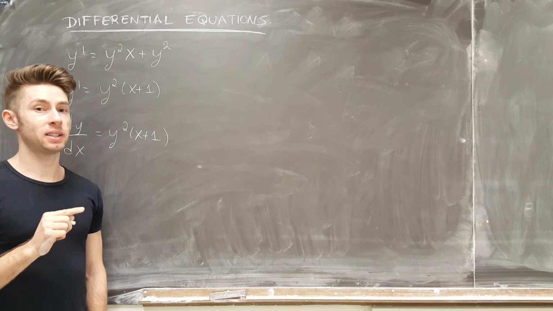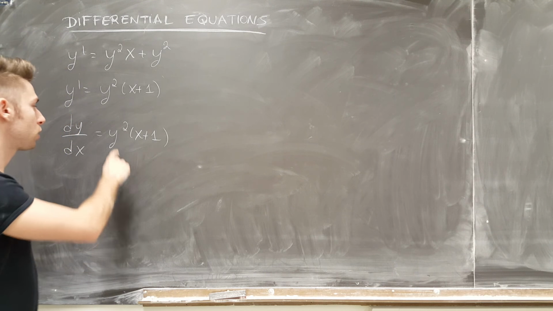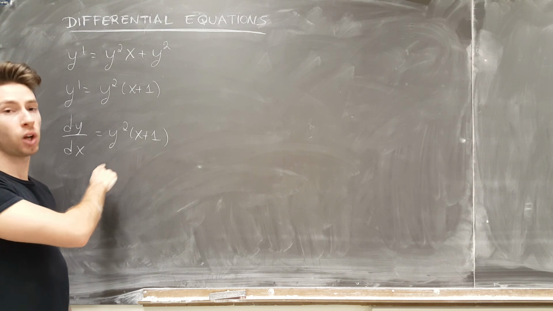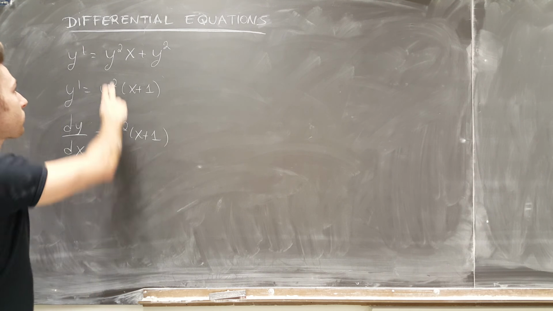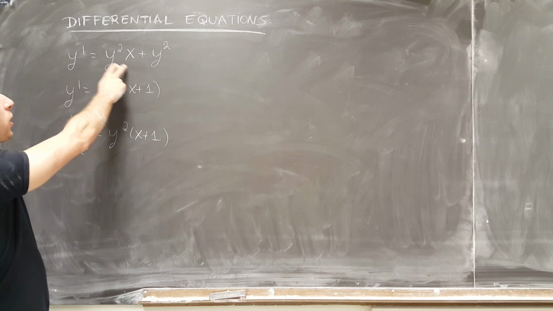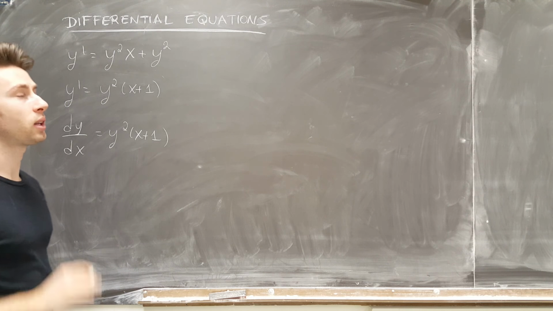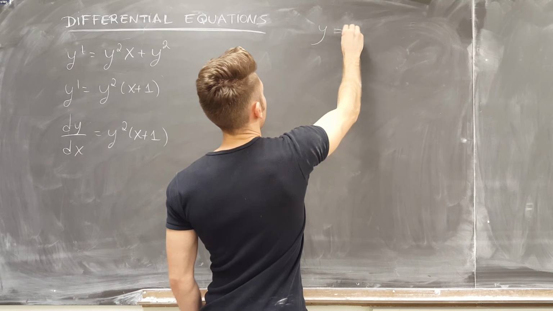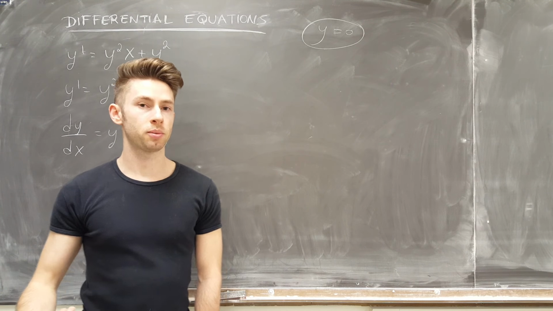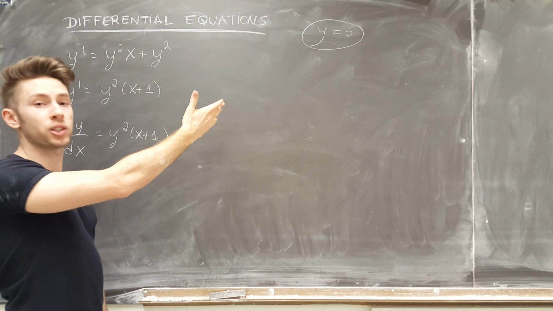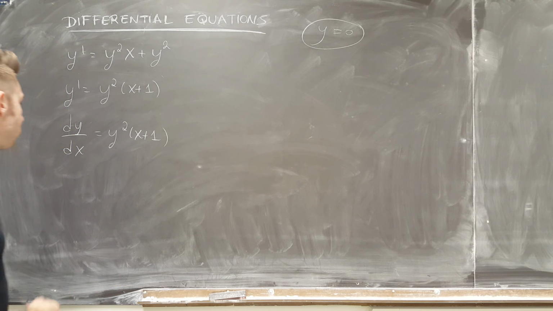But when I divide by something, I need to take care of the constant solutions. So I can only divide if y is non-zero. When y is equal to 0, that solves the original equation because I get 0 here and 0 here. So I should take that into account. I'm going to write it here. y equals 0 is one solution to this differential equation. Now, once I exclude that case, I know that y is not 0, so I can divide by y squared.